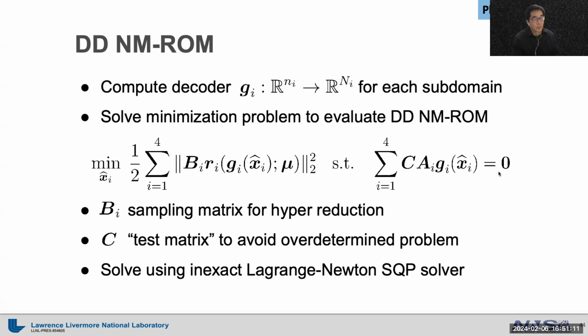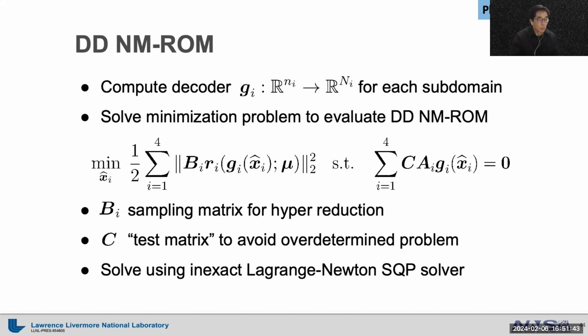And here we achieve the assembly of those local component nonlinear manifold reduced models by formulating an objective optimization function, minimizing the sum of the individual local residuals, and then enforcing the continuity with explicit constraints.